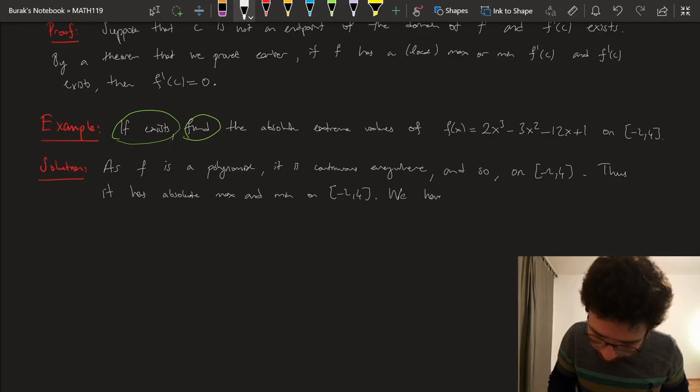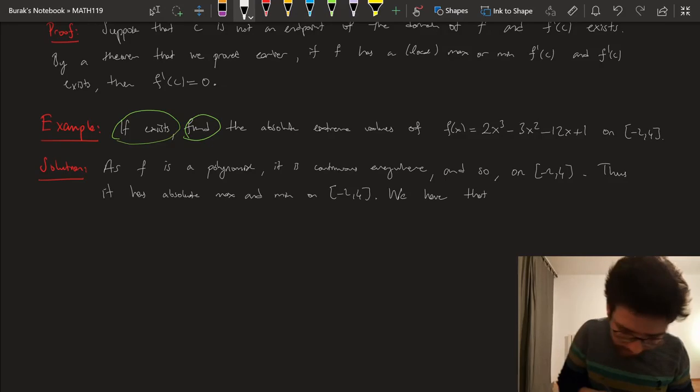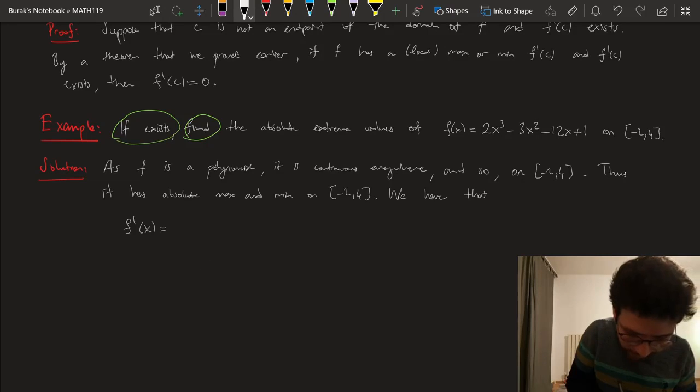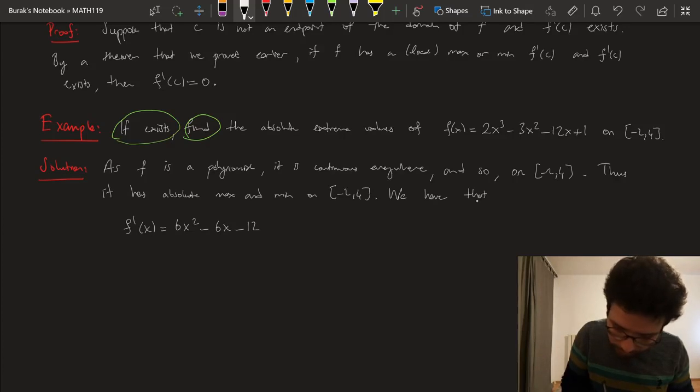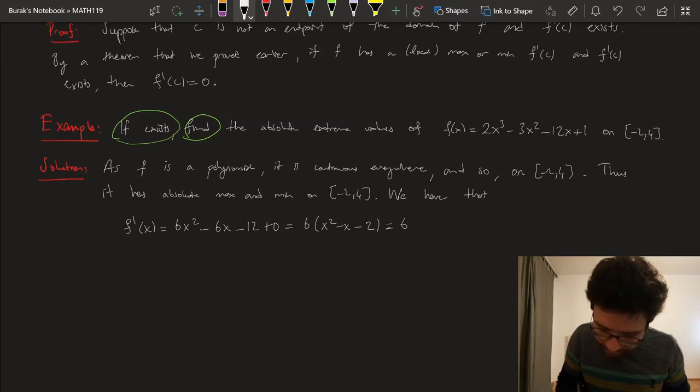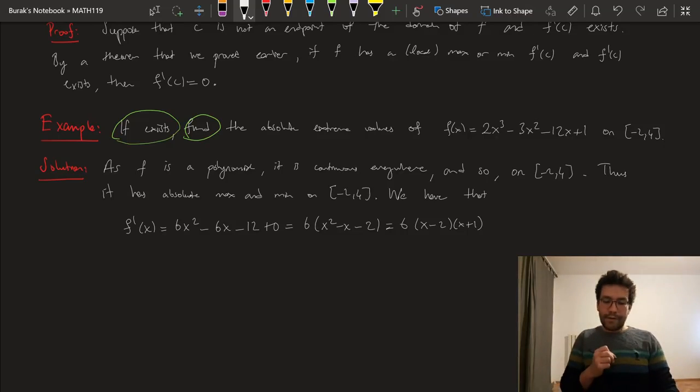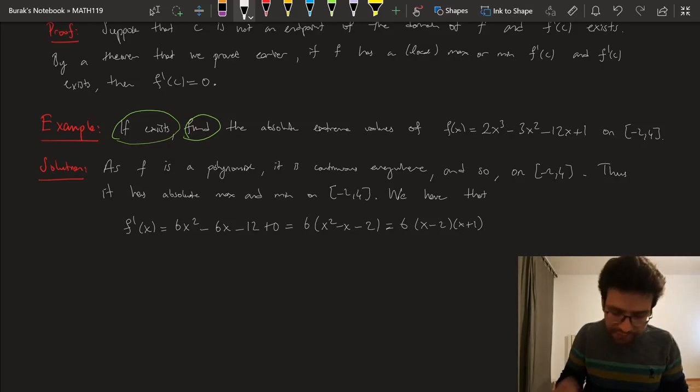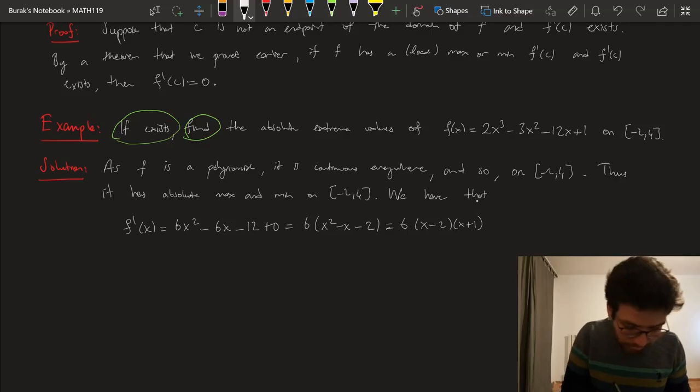We have that f prime of x is, if you take the derivative of this function, the derivative of x cubed is 3x squared. So I have 6x squared there, and minus 6x, and minus 12 plus 0. So in parentheses, 6 times (x squared minus x minus 2), which factors as (x minus 2)(x plus 1), I believe. Yes, it factors like this. So this is the derivative of the function.